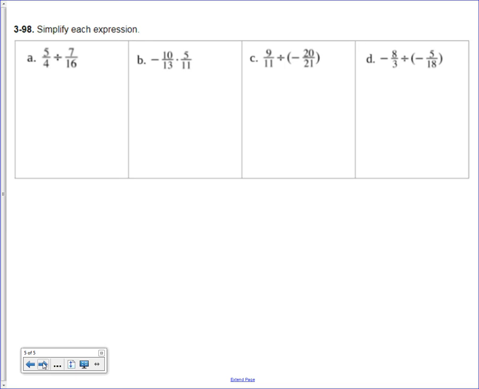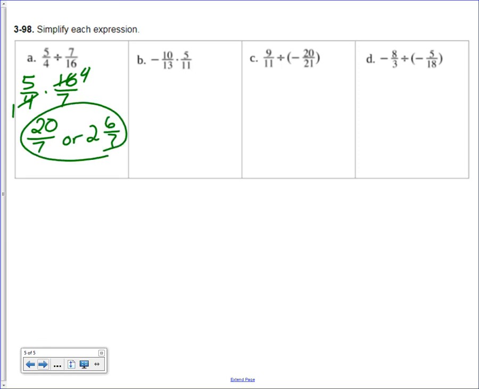Okay. 98, we're going to simplify each expression. So they're multiplication and division of fractions. So for A, I do keep, change, flip. So I'm going to do 5 over 4 times 16 over 7. I can cross reduce. 4 goes into 16 4 times, so I get 20 over 7, or 2 6/7. B is just straight multiplication. So I multiply straight across. I get negative 50 over 143. That can't be simplified.